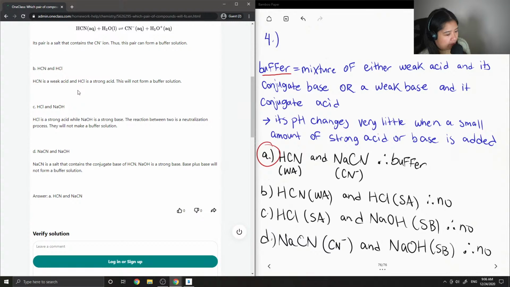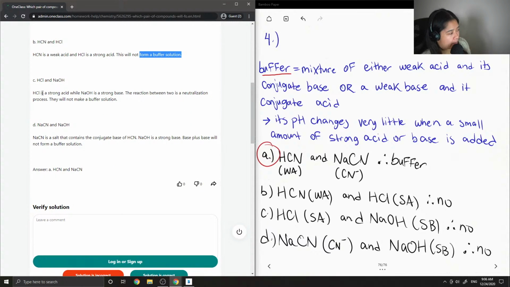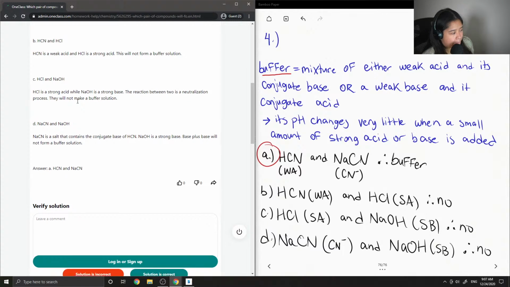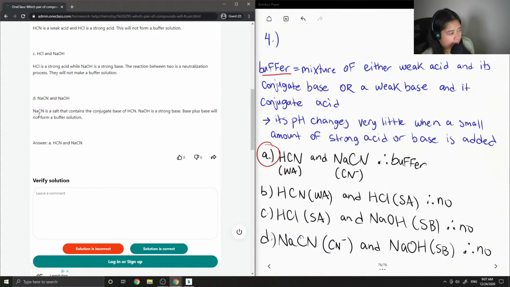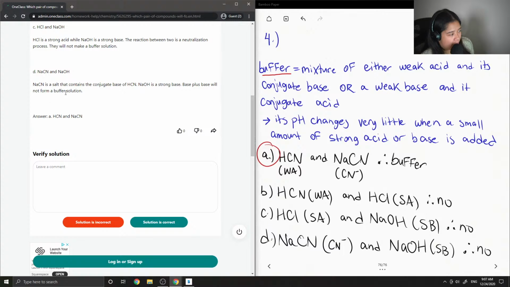For part B, HCN is a weak acid and HCl is a strong acid. This will not form a buffer solution. HCl is a strong acid, while NaOH is a strong base. The reaction between the two is a neutralization process, so they will not make a buffer solution. And then lastly, sodium cyanide is a salt that contains the conjugate base of HCN. Sodium hydroxide is a strong base. Base plus base will not form a buffer solution. Yep, so this solution is correct.